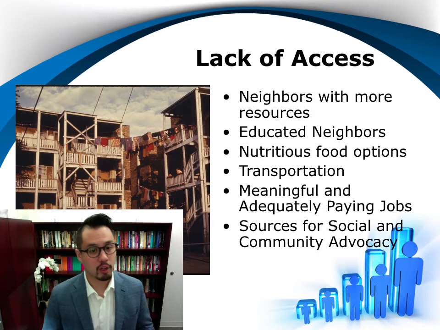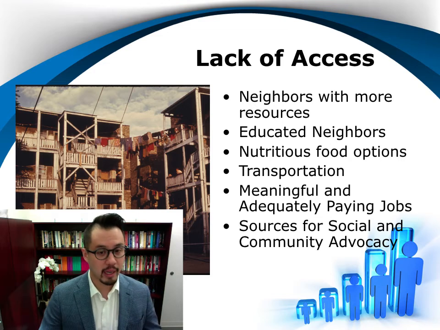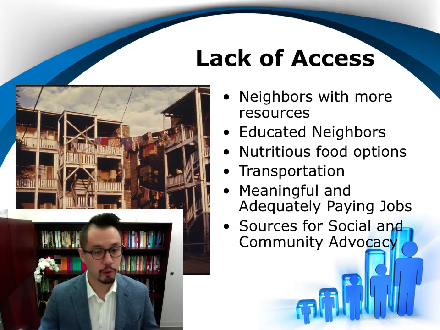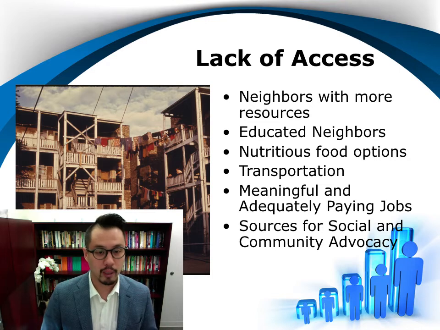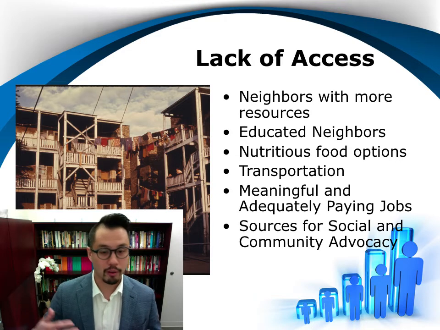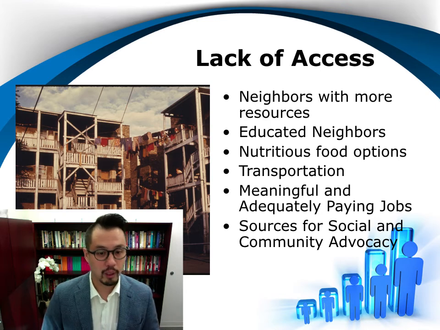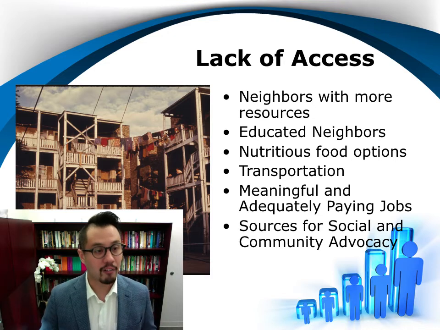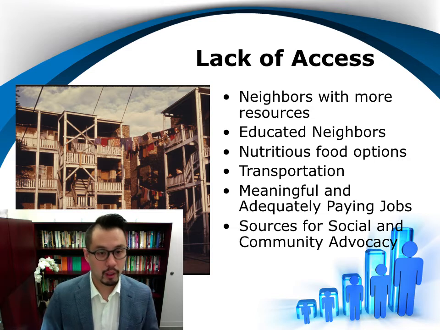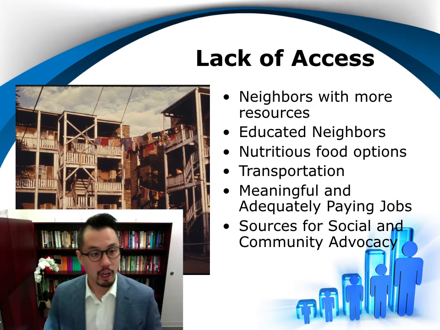And people who live in poor neighborhoods also lack access to, say, neighbors who have resources, right? People who can help you out when you're in need of help. They also lack access to neighbors who are educated. Then again, this is related to having access to competent skills and resources when you need it. And they also lack access to nutritious food options and transportation, which is needed for both education and to get good groceries. And they also lack meaningful and adequately paying jobs, which then is related to chronic poverty and homelessness. And as a result of lacking all of these things, they also then lack resources to advocate for themselves in their own communities, leading to more dirty industries, for instance, coming into the community.